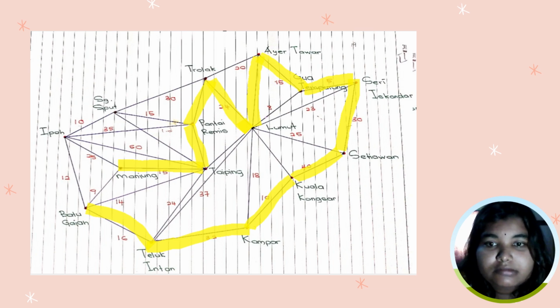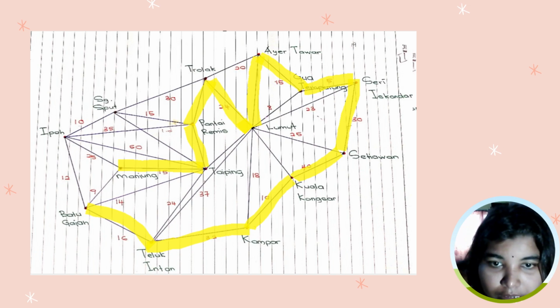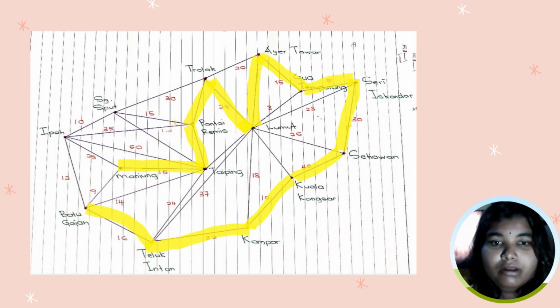And the last spanning tree, Batu Gajah to Manjung. Okay, Batu Gajah to Teluk Intan, 16. Teluk Intan to Kampar is 32. Kampar to Kuala Kangsar is 10. Kuala Kangsar to Setiawan is 40. Setiawan to Seri Iskandar 13. Seri Iskandar to Gua Tempurung is 5.